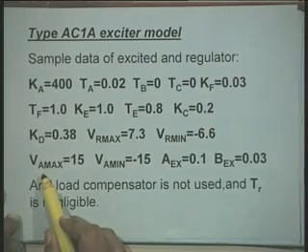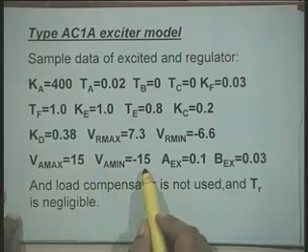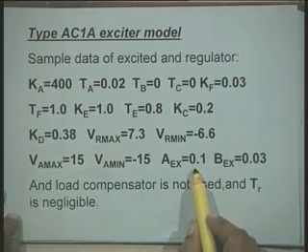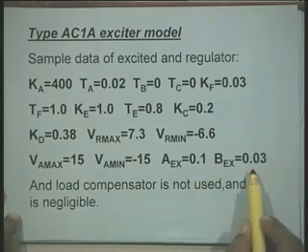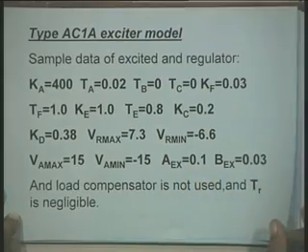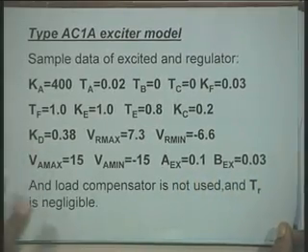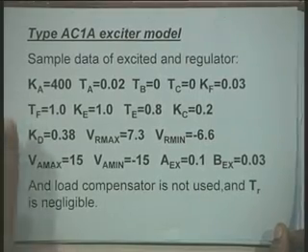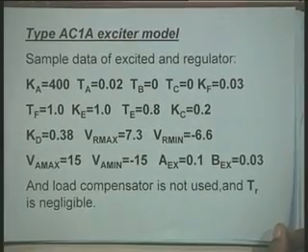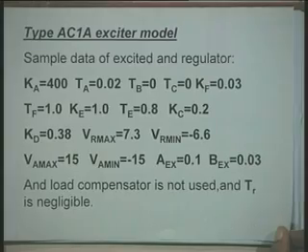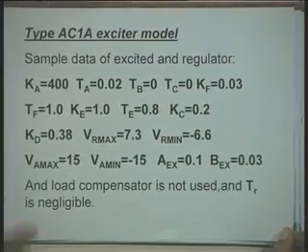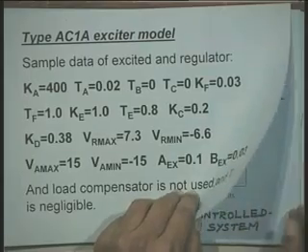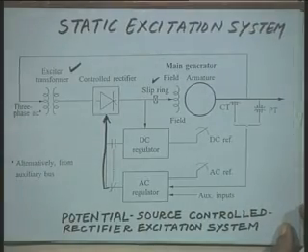VA max, the output of the amplifier, can be 15 or minus 15, and the saturation function is modeled by AX equal to 0.1 and BX equal to 0.03. Again, these parameters are required to be tuned actually, and these are the typical tuned parameters of a particular system. Therefore, they are representative; this should not be considered the optimized parameter, just representative to give some idea about the typical parameters of the excitation system.